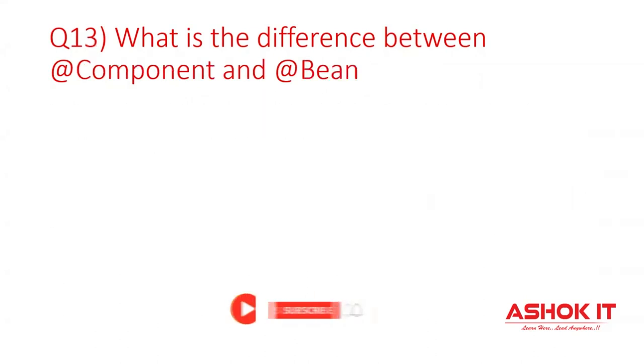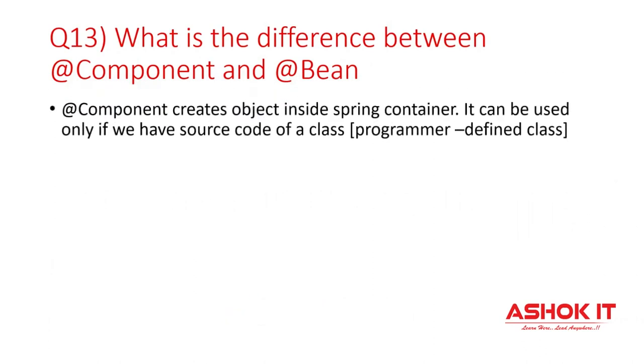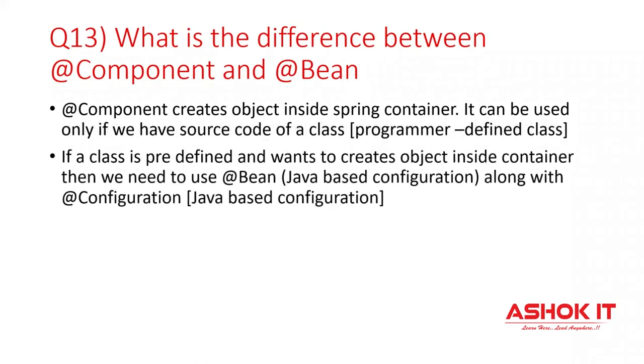What is the difference between component and bean? It is also one of the most asked questions. Both indicate object creation, but the point is, do we have the source code? If we have the source code, we can open the class and on top of the class, we can write @Component. If a class is programmer defined, meaning we created the class, then we can use @Component. If a class is predefined, then you can't modify the existing code. In that case, we write Java based configuration by writing @Configuration and @Bean, and then the container will create the object.